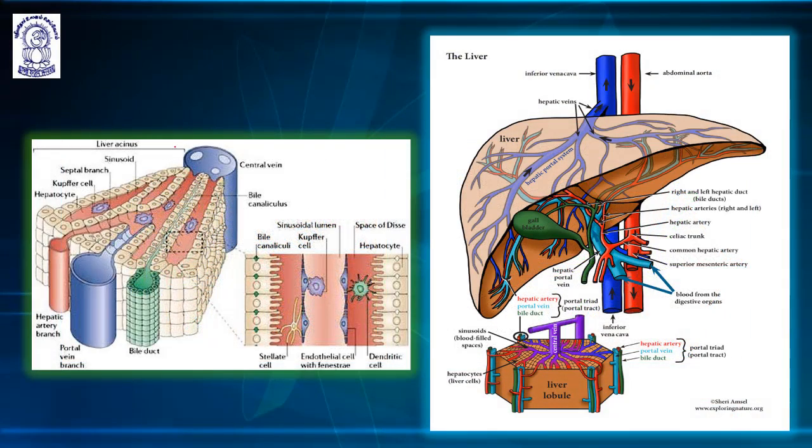Yeah, this is the liver. Sinusoid, septal branches, Kupffer cells, hepatocytes. They merge to form the central vein. Understood? This is the liver, and the inferior vena cava receives the hepatic vein. Hepatic vein comes from the central vein, and central vein comes from different hepatic portal veins.